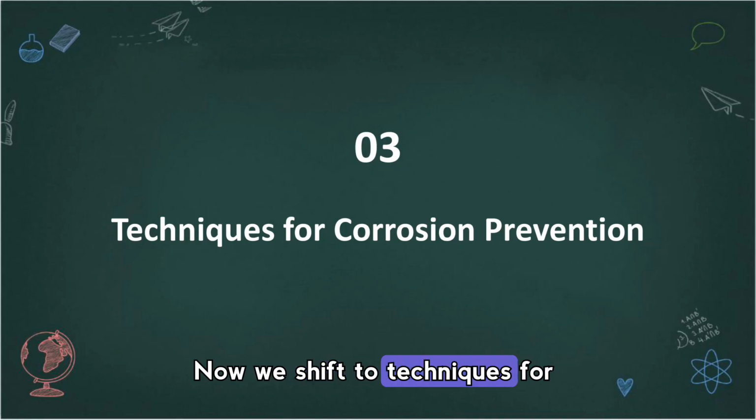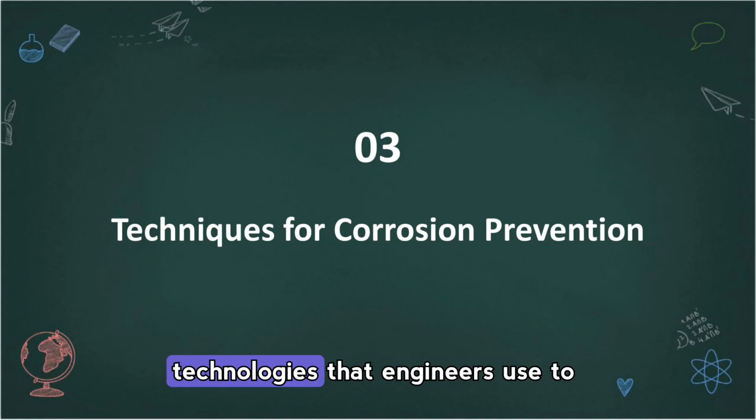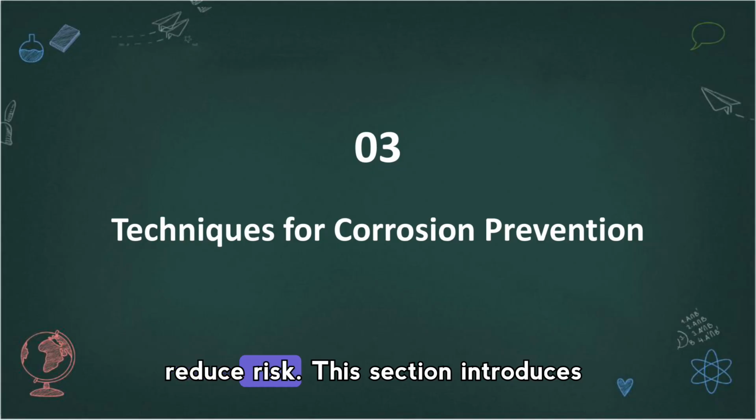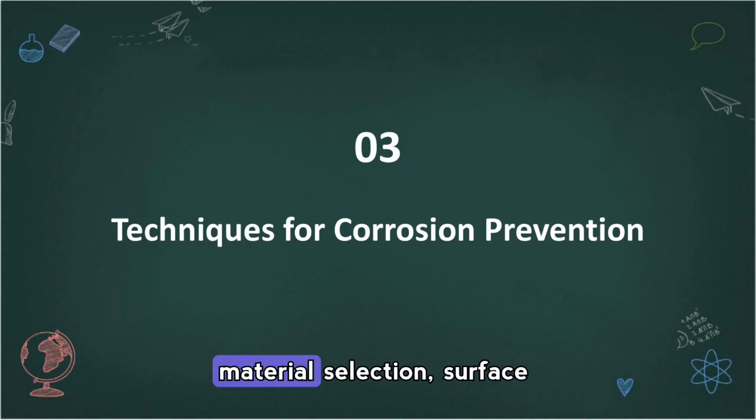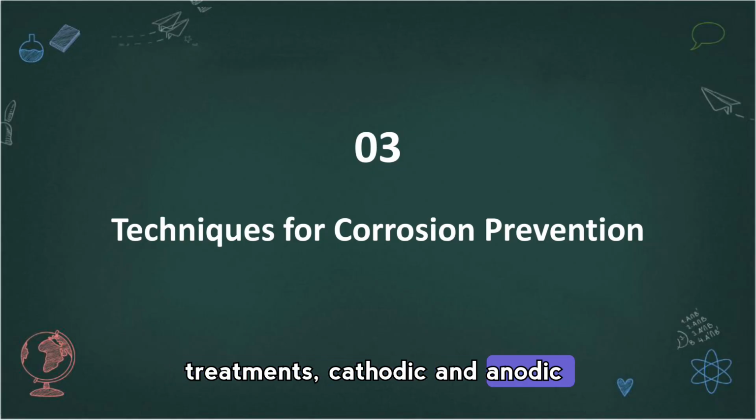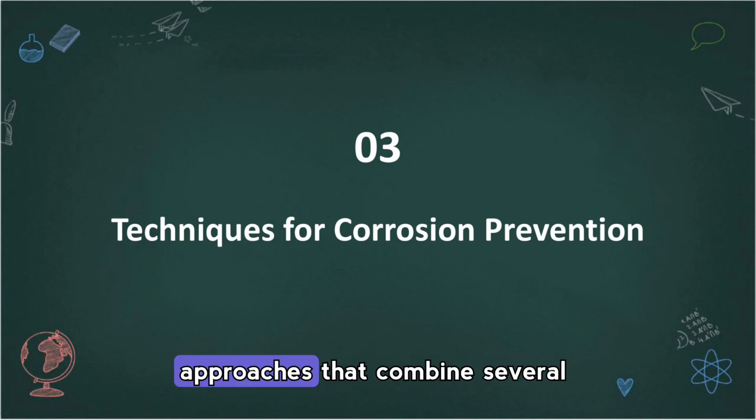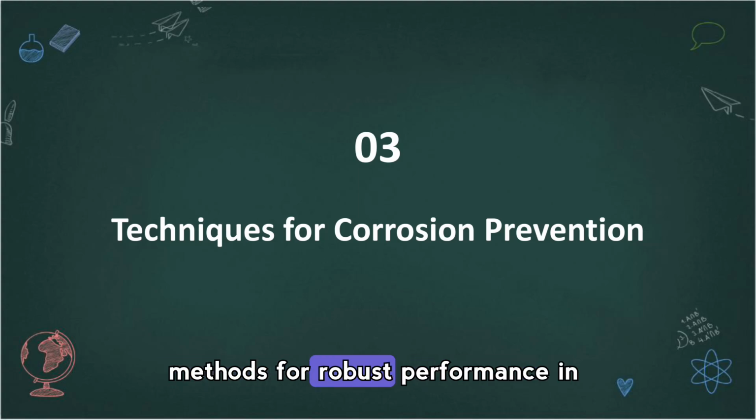Now we shift to techniques for corrosion prevention, focusing on design choices and protective technologies that engineers use to reduce risk. This section introduces material selection, surface treatments, cathodic and anodic protection, and integrated approaches that combine several methods for robust performance in different service environments.